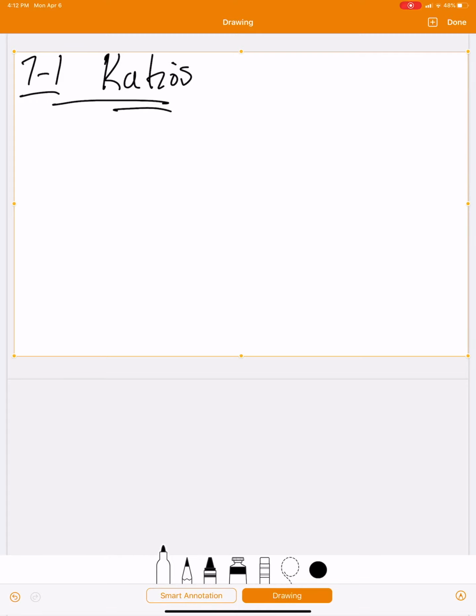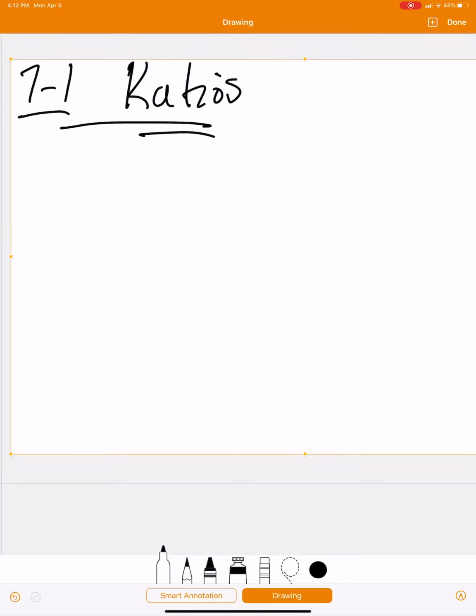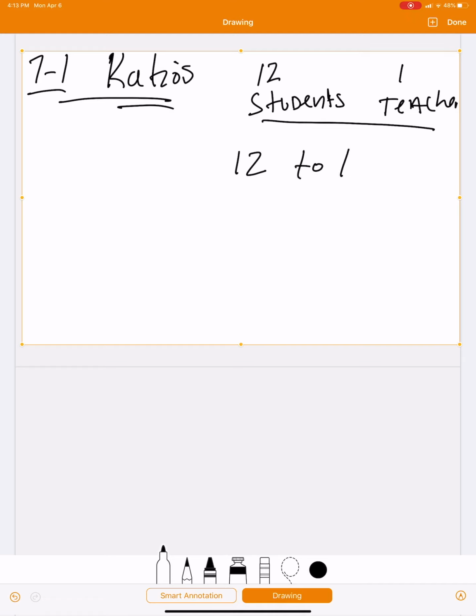Okay, ratios. So ratios are a way to describe a relationship between two things. For example, the easiest one I'll give you, let's talk about the ratio between teachers and students. We have about 12 students, let's say, in class. We have one teacher. If I wanted to compare the ratio between students and teachers, I would say it is 12 to 1, or another way to write it would be 12:1.